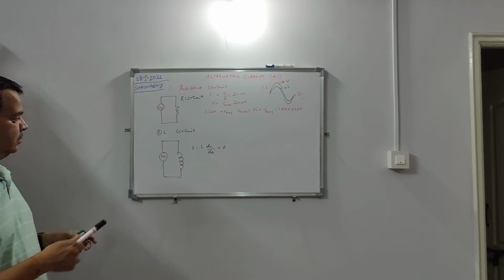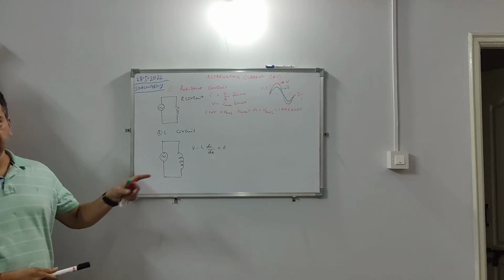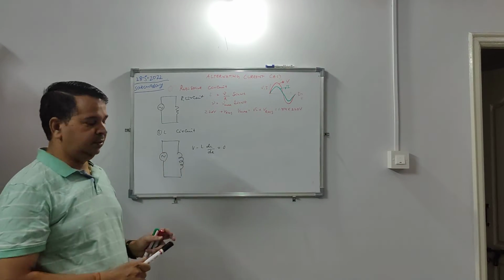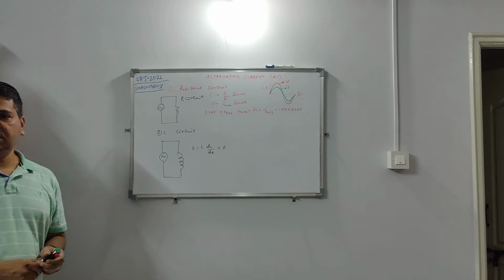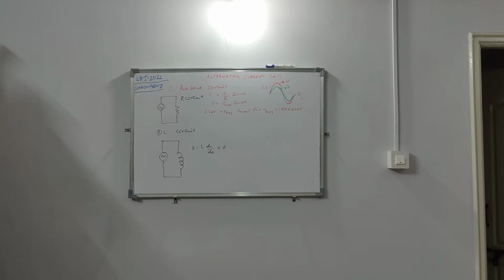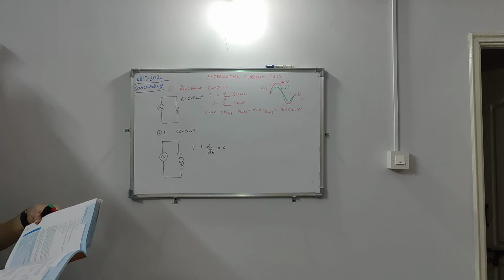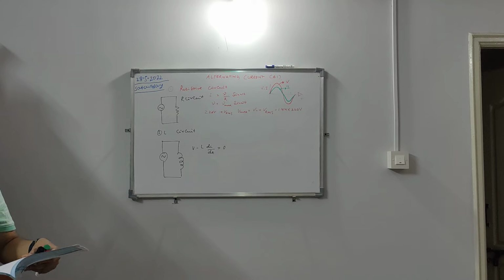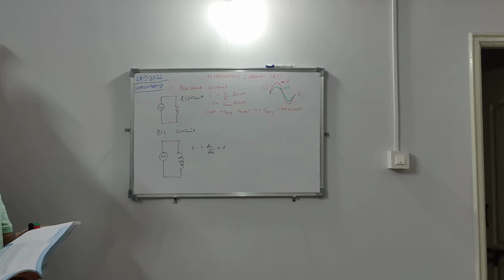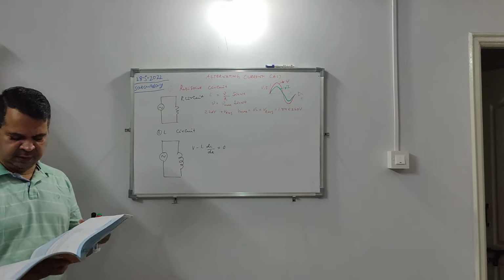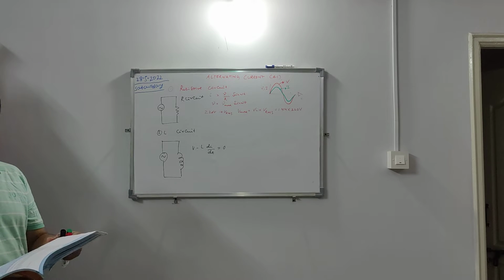So as per Kirchhoff's law, the total voltage drop is equal to 0, and V minus L di by dt is this, written by the source connected to the inductor. Usually inductors have appreciable resistance in their windings, but we assume that this inductor has negligible resistance.